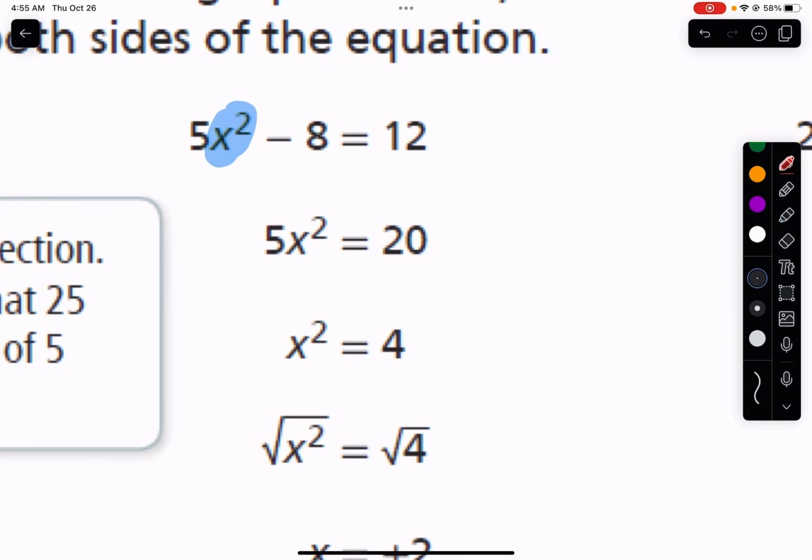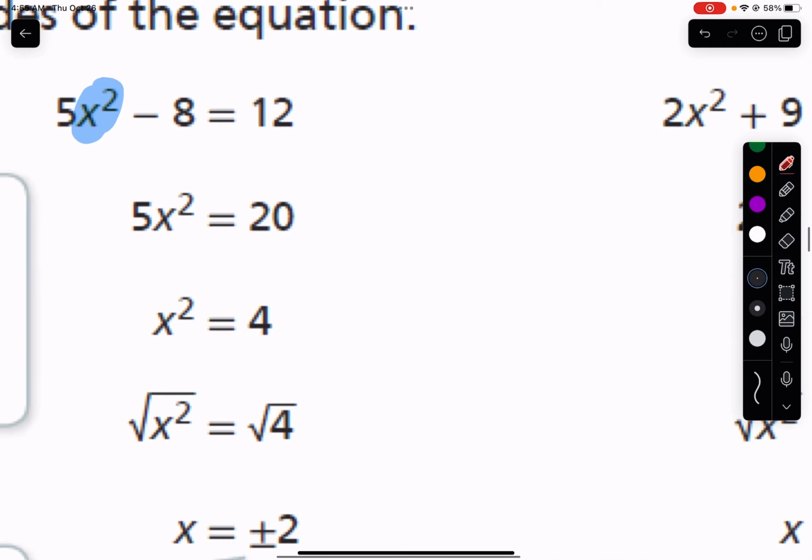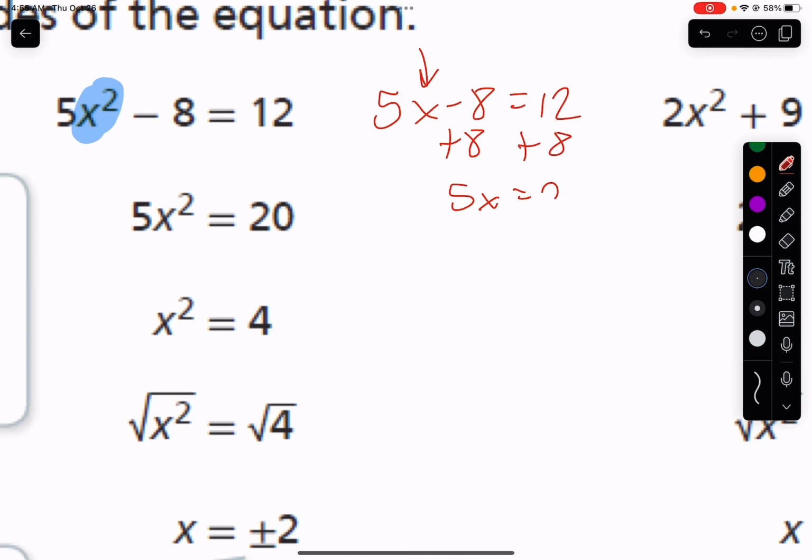So think about just like if the problem was 5x minus 8 equals 12, and I told you to get the x by itself, right? You would add 8 to both sides, so we get 5x equals 20, and then you would divide both sides by 5, and we get that x equals 4. Okay, so that's exactly what's happening here, except for there's just a square on the x.